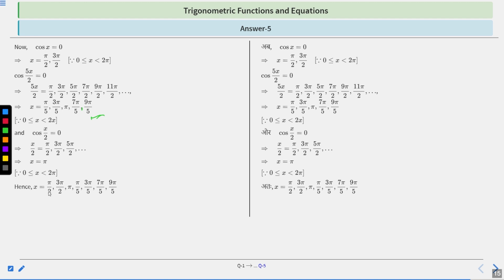So there are 1, 2, 3, 4, 5, 6, 7, 8. There are 8 solutions of the given equation, right?